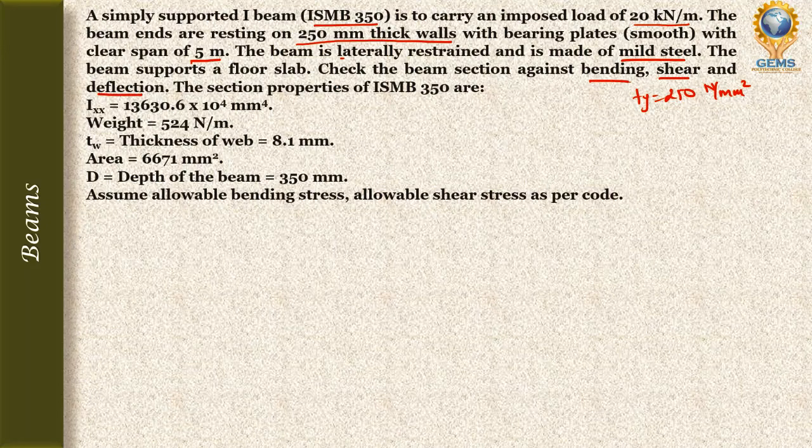The section properties of ISMB 350 are Ixx 13630.6 into 10 to the power 4 mm power 4. Weight is 524 Newton per meter. Thickness of the web 8.1. Area 6671 mm square. D, depth of the beam, is 350 mm. Assume allowable bending stress and allowable shear stress as per code.